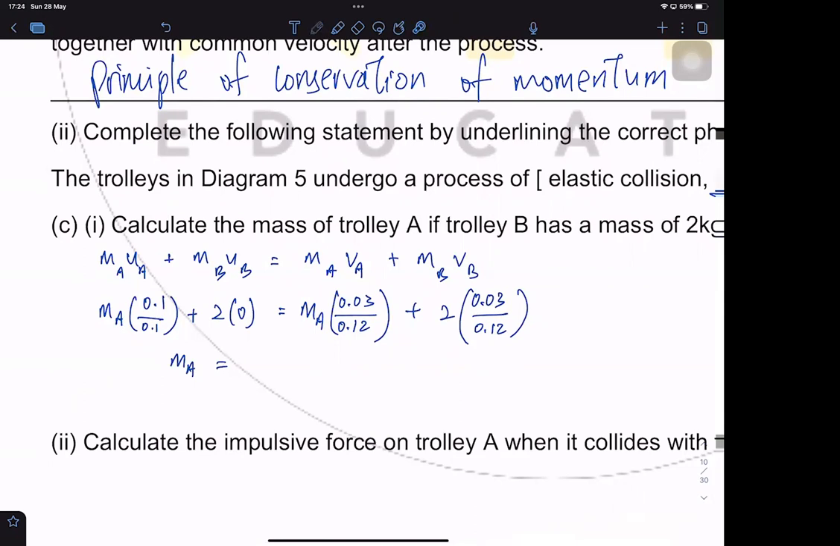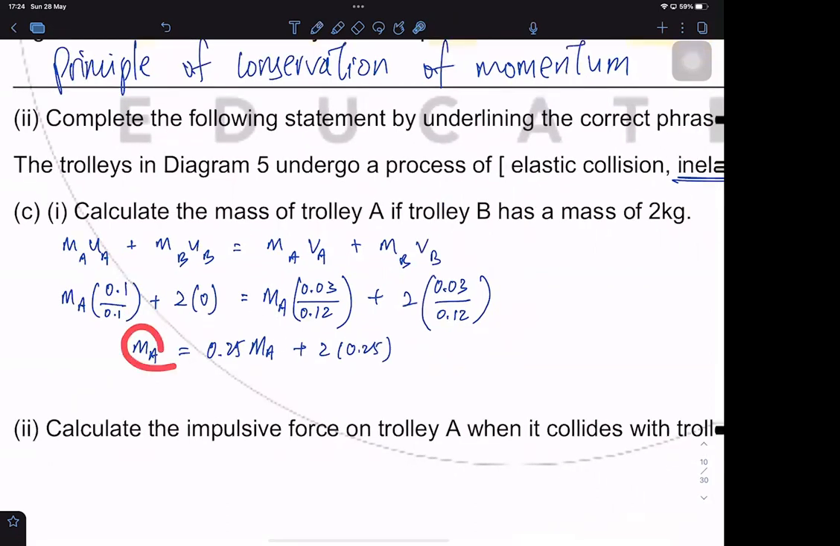0.25. Okay, so this is 0.25 MA plus 2 times 0.25, which is 0.5. All right, so all those with MA, I move to one side. All those without MA, I leave on the other side.